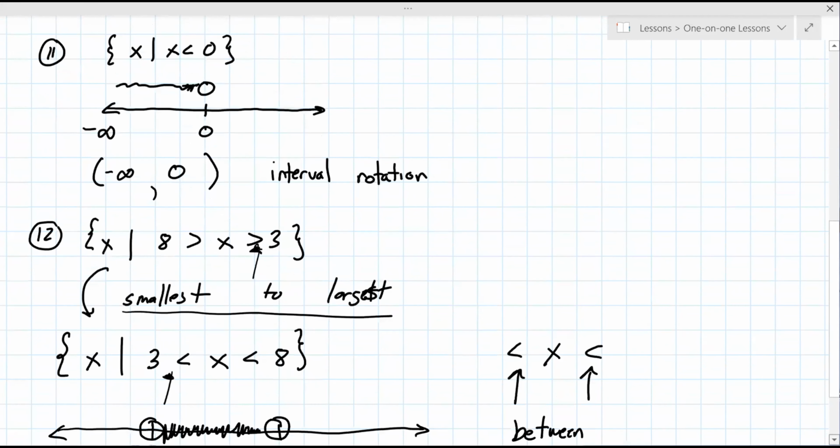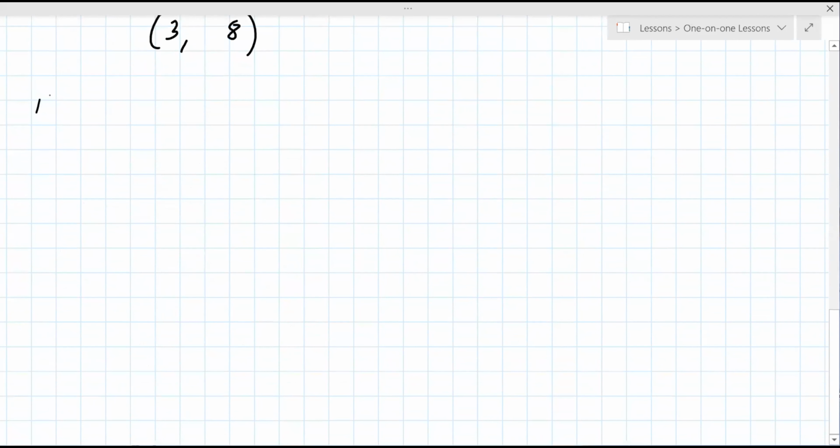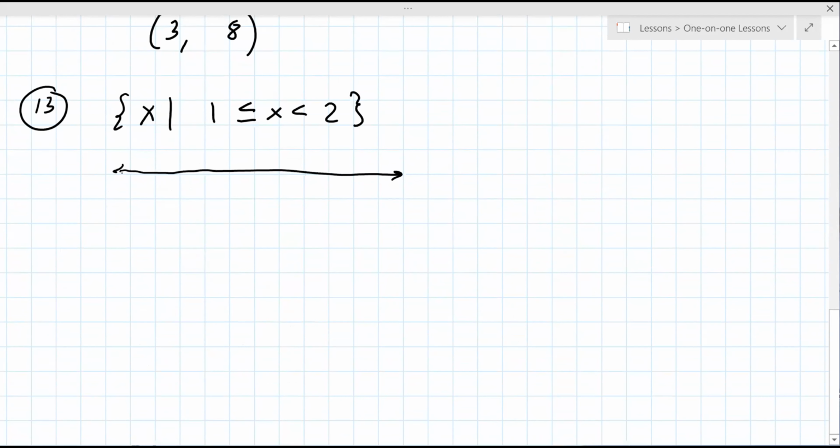All right. Number 13, we got subset of x. 1 is less than or equal to x, and x is less than 2. So here on the number line, the 1 is included, a filled in one because of that symbol right there. But 2 is not. It's excluded, just because of that symbol there. And then it's everything in between them.